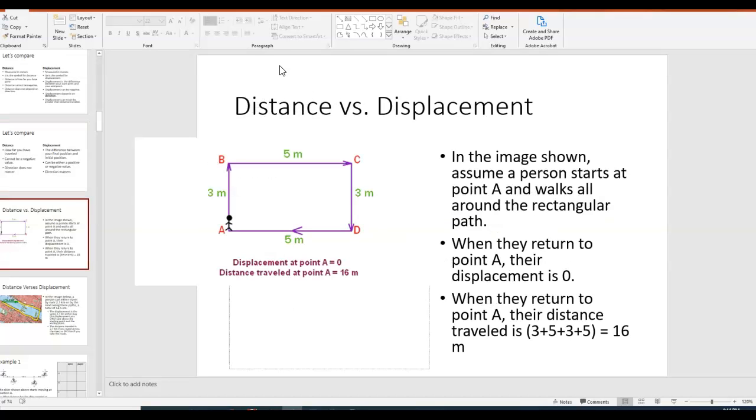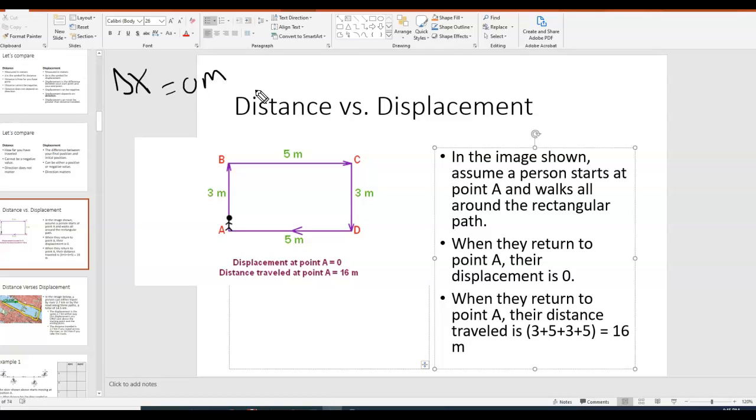Distance versus displacement. It says in the image shown, assume a person starts at point A and walks all around the rectangular path. So in other words, here's a person at position A, and they go from A to B to C to D, and then back to A. When they return to point A, their displacement is 0. Now, why is their displacement 0? Because their starting position was A, their ending position was also A, and so the difference between their starting point and their ending point was the same. Therefore, their displacement was 0. And so for this problem, I would write delta x, that's displacement, is 0 meters.